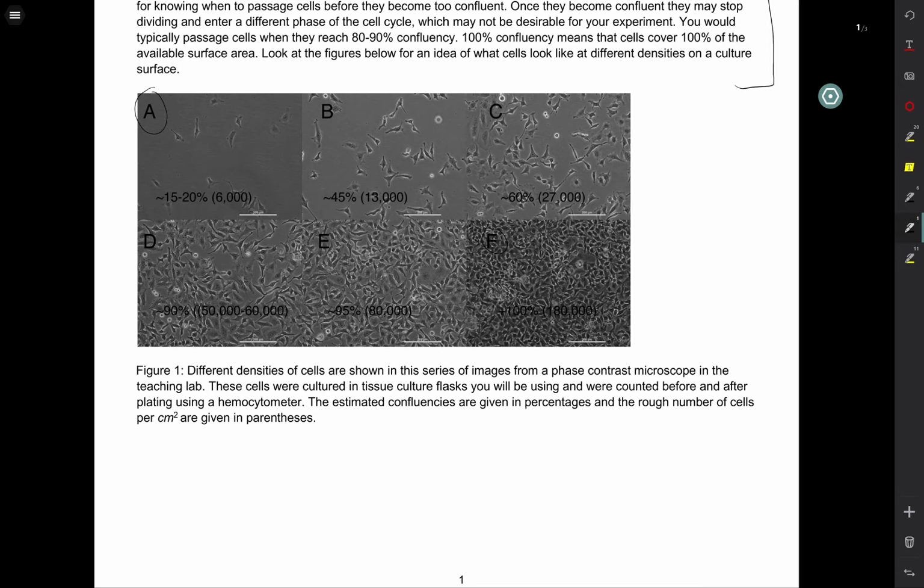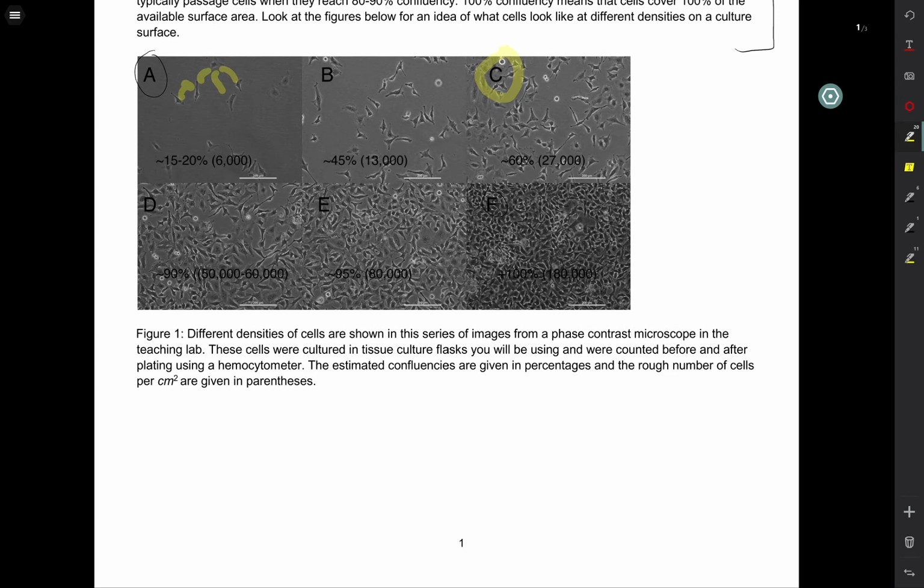On the other hand, in A, when there are not enough cells around, you don't have the proper growth factor signaling that comes from secretion of growth factors from one cell to the next. You can imagine that these two are talking to each other, but because this one is so far away from everyone, he's not going to get the correct growth factor signals and he's going to die off. So it's important to be in the middle of these two. Ideally you want to be where C is. And whenever you're passaging, you never want your cells to get beyond 90% confluency or so, because at that point their behavior is going to be a bit different.